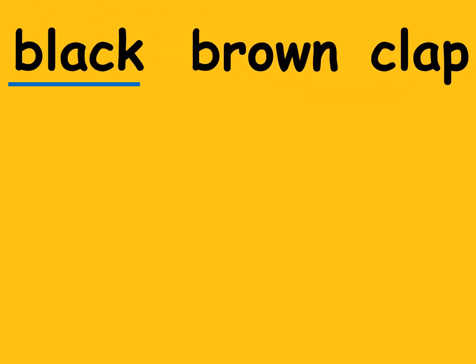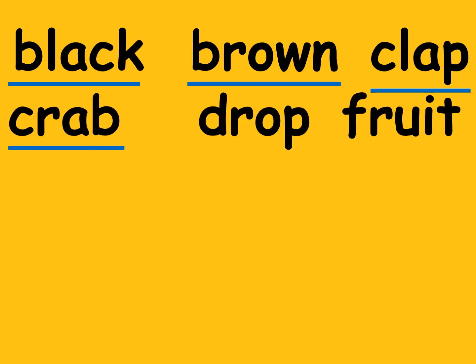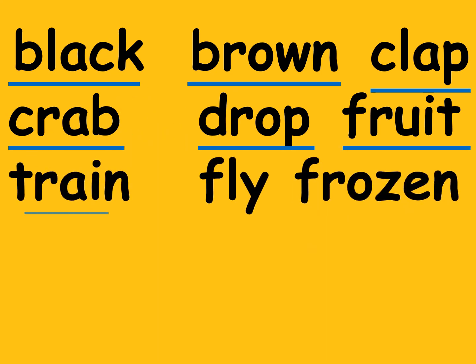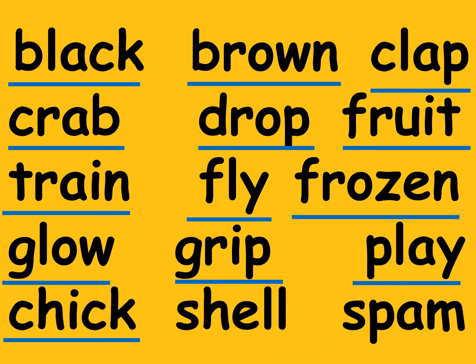Let's read the following examples. Black, brown, clap, crab, drop, fruit, train, fly, frozen, glow, grip, play, chick, shell, spam.